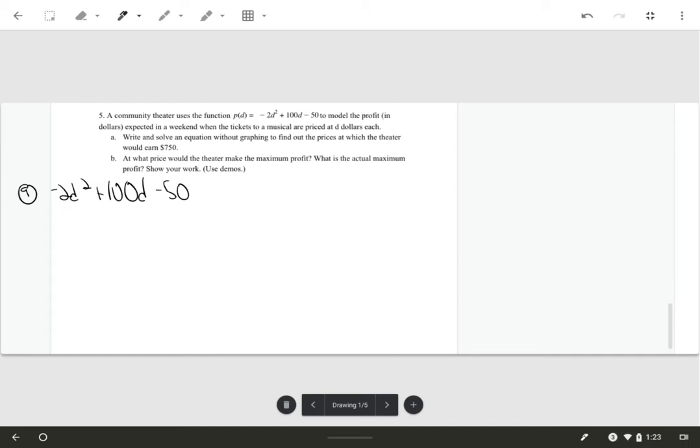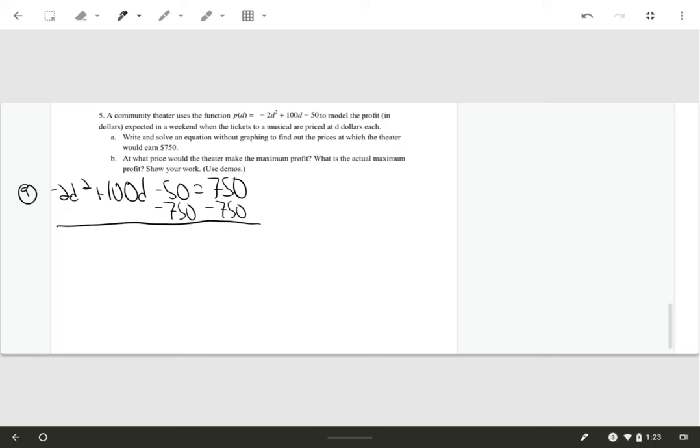$750. So to do that, I'm going to take the function and I'm simply going to set it equal to 750. And the first thing I'm going to do is subtract 750 from both sides in order for it to be set equal to 0. So negative 50 minus 750 is negative 800. So I have negative 2D squared plus 100D minus 800 equals 0.